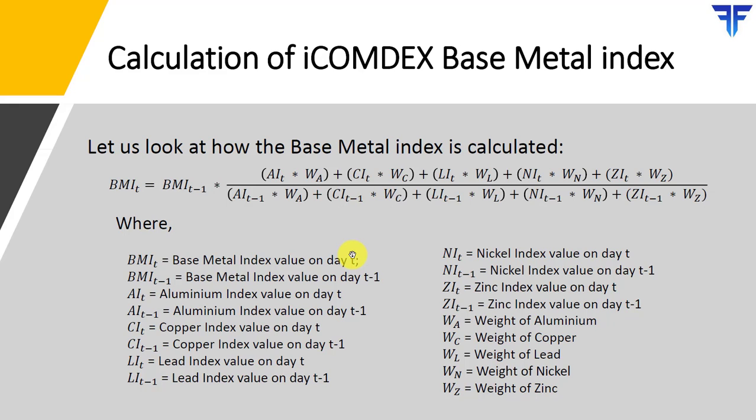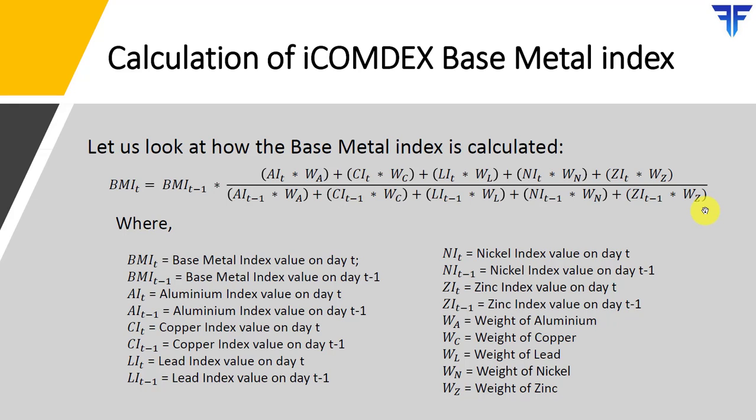Let us now discuss how the iCOMDEX base metal index values are calculated. At first, the formula may look a little intimidating, but trust me, it is really not that complex. So let us start discussing the formula. The base metal index value for one session can be calculated as the base metal index value on the previous session multiplied by the summation of the weighted average of the current session individual base metal index values, and then divided by the summation of the weighted average of the previous session individual base metal index values.